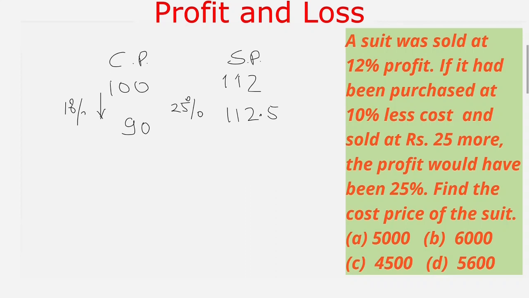112.5, and it is given that this is rupees 25 more than the earlier selling price. Thus 112.5 minus 112 is 0.5, and 0.5% equals 25. Therefore 1% is double of it, which is 50, and 100%, which is the cost price, is 100 multiplied by 50, which is 5,000.